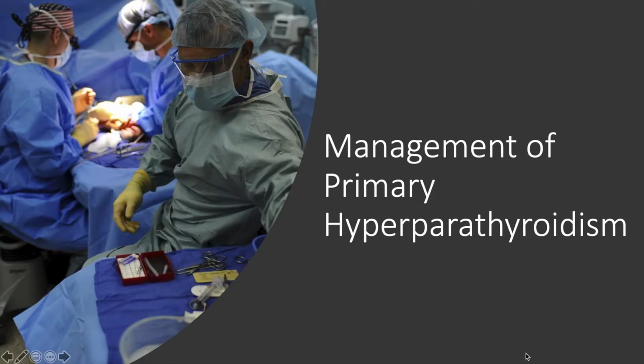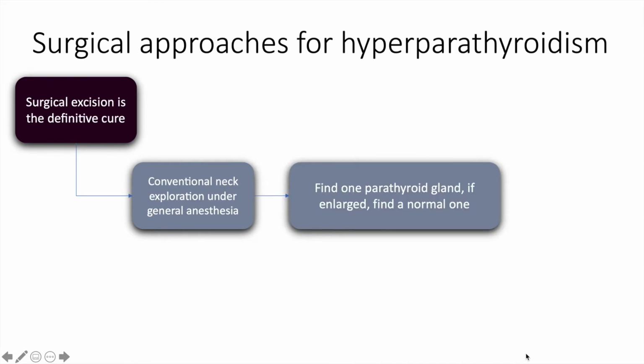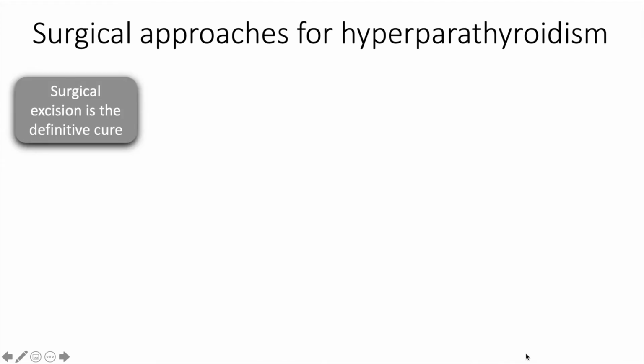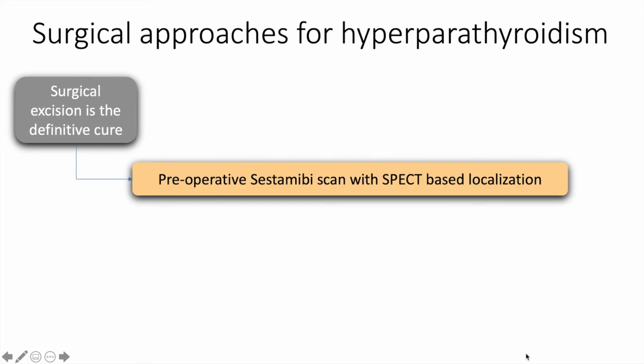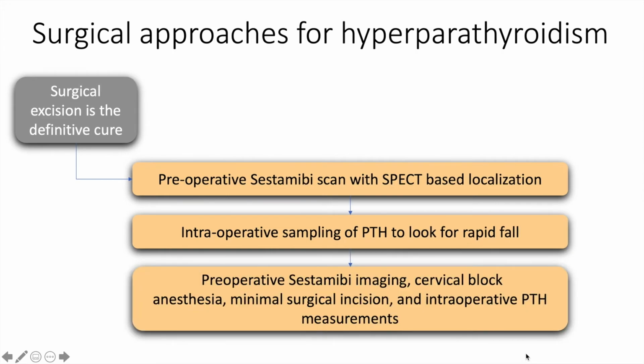The management of primary hyperparathyroidism is surgical, and there are two major approaches: the conventional neck exploration under general anesthesia, wherein a parathyroid gland is found. If it is enlarged, a normal one is sought. The next approach is the minimally invasive parathyroidectomy. In modern times, preoperative sestamibi scan with SPECT-based localization is increasingly popular. Intraoperative sampling of parathyroid hormone to look for a rapid fall is undertaken, and at present, preoperative sestamibi imaging, cervical block anesthesia, minimal surgical incision, and intraoperative parathyroid hormone measurements is the most popular approach.